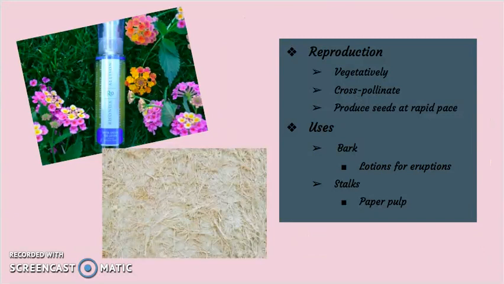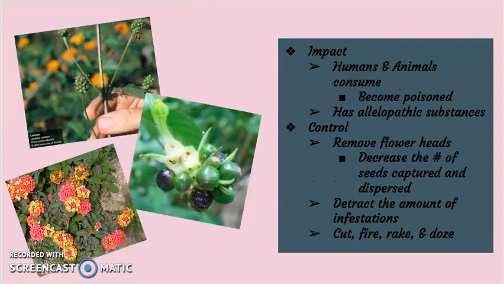Reproduction. The reproduction of this lantana plant is that it can cross-pollinate, produces seeds at a rapid pace, and can reproduce vegetatively. The uses. So for the bark, they make lotions which are used for eruptions of the skin, and stalks which are used for the paper pulp.